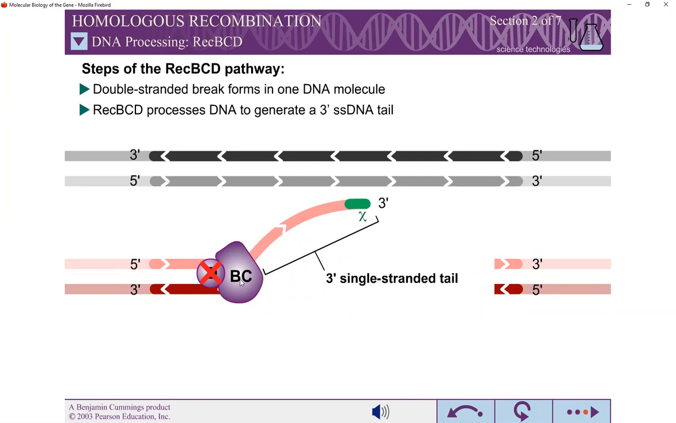Now see this. Once the RecBCD pathway is loaded onto the double-stranded cleavage, RecBCD moves in the forward direction. As it moves forward, it will form a single-strand overhang. As this single-strand overhang is produced, the RecD activity is going to be lost after a particular moment.